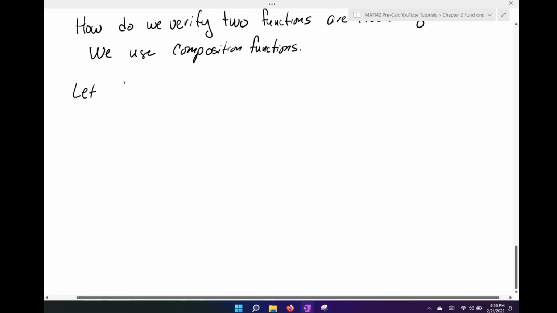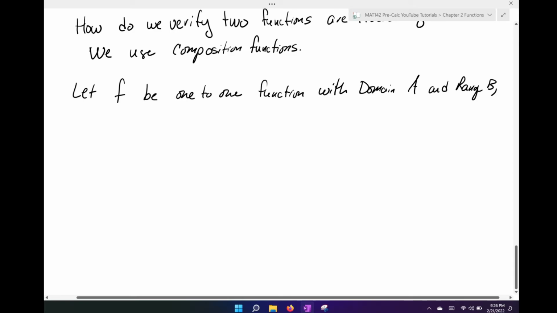If we let f be 1 to 1, with domain A and range B, the inverse, which is denoted, and that is not f to the negative 1, that is read the inverse of f, satisfies the following properties.